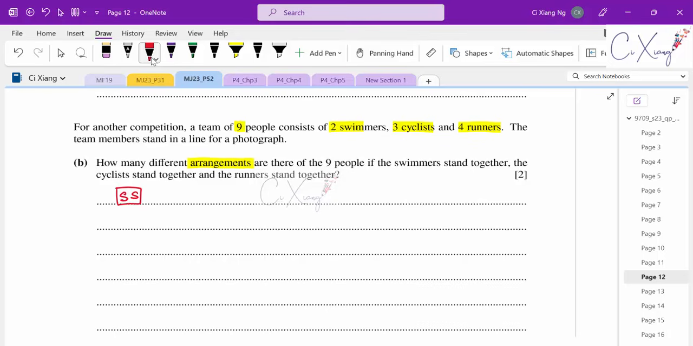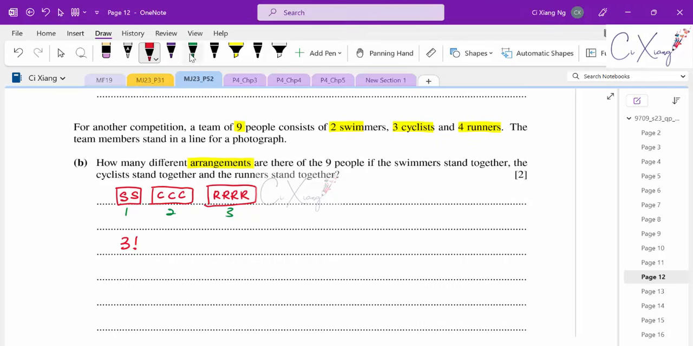They cannot be separated. Then I have 3 cyclists to be together also, so I bundle them to become 1 unit also. Then the 4 runners, I also bundle them to become 1 unit. So that means when I want to arrange the 9 people, at first I have to arrange them according to the bundles first. So I have 3 items here, 1, 2, and 3. When I arrange these 3 items, it will be 3 factorial.